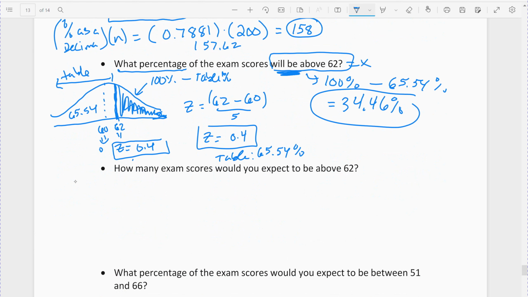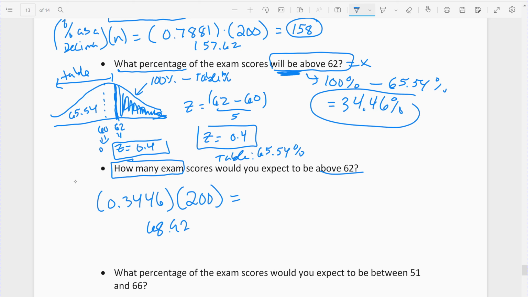Alright, well then we do the how many. Alright, now we know the percent. Now we find how many are above that. So again, you take your 34.46 as a decimal, which means we divide that by 100. So you get 0.3446, leave it exactly, and we multiply by the 200 students taking the exam. Alright, so it comes out to be 68.92, so I'm going to round to 69.